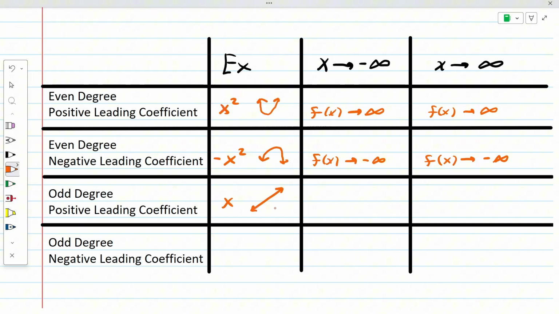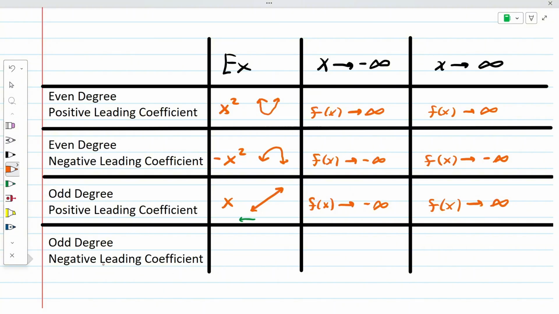So we can see in this case, when x is going to negative infinity, which would be like going this way, this function is going down. So the function of x, as x goes to negative infinity, is going to negative infinity. And when it goes to positive infinity, since this is sloping upwards, it's going to positive infinity. So when x goes to infinity, f of x is also going to infinity. Okay, and we see that in this case, the end behaviors are different, and they will be different when we have an odd degree polynomial.